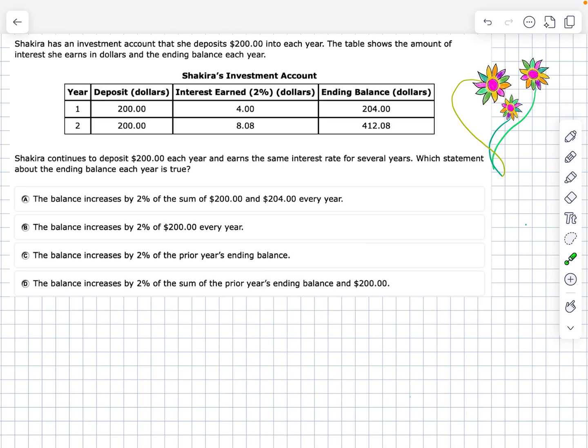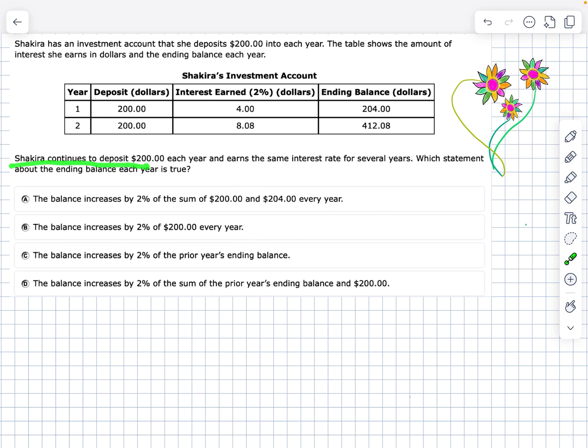All right, let's look at this next problem. Shakira has an investment account that she deposits $200 into each year. The table shows the amount of interest she earns in dollars at the ending balance of each year. So the ending balance, okay? Here's the table. We'll go through that in just a minute.